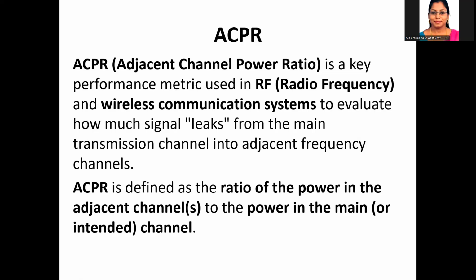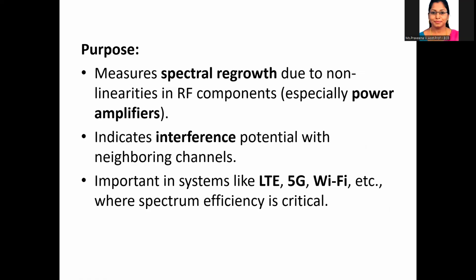Applications are satellite communication, radio broadcasting systems, etc. The main purpose of ACPR is that it measures the spectral regrowth due to the non-linearities in RF components, and it will indicate the interference, that is the signal to noise ratio. What is meant by SNR? The ratio of signal power to the noise power. That's very important in systems like LTE, 5G, Wi-Fi, etc., where the spectrum efficiency is very critical.